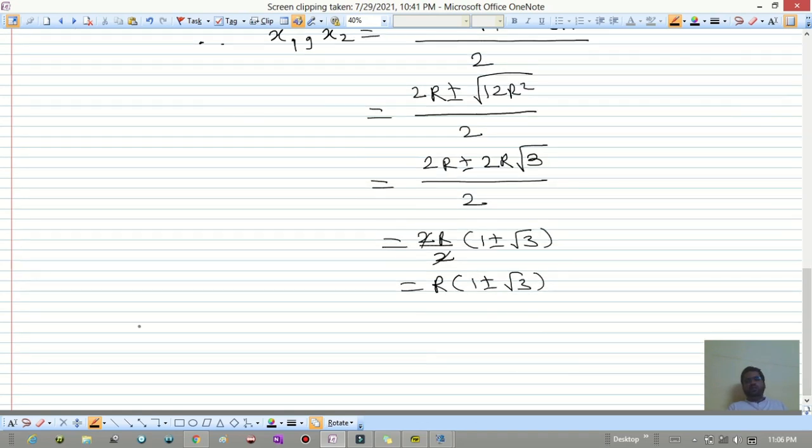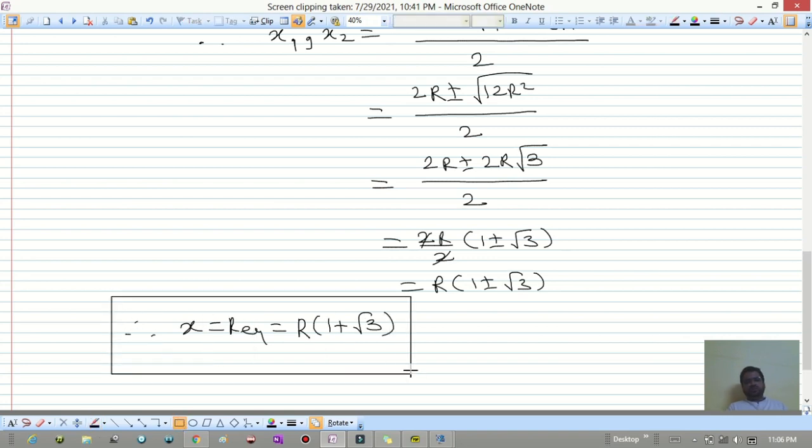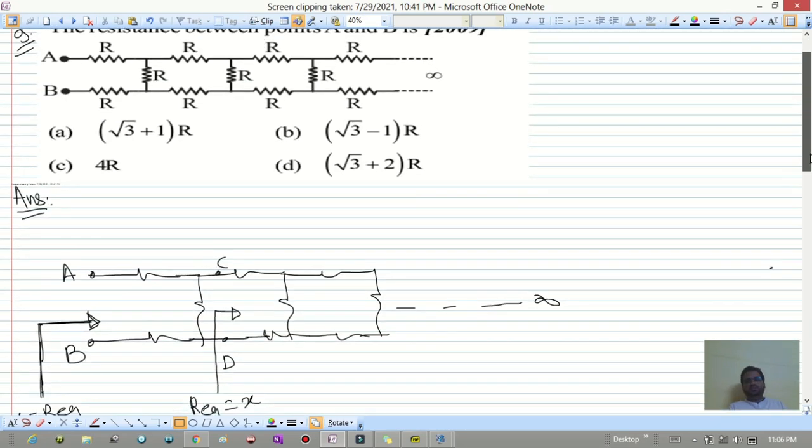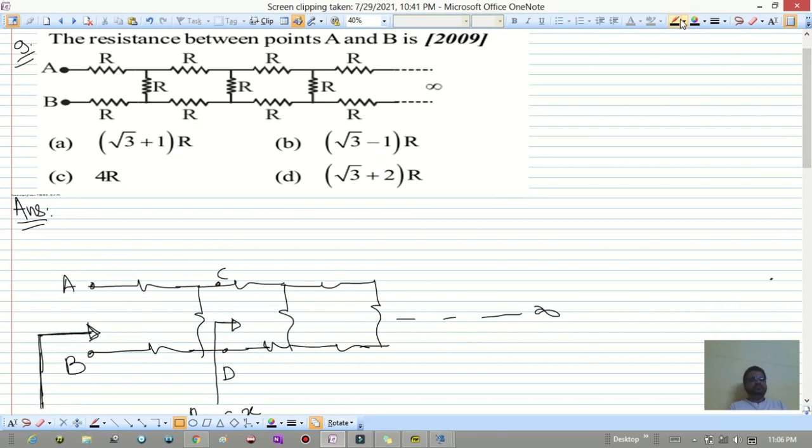Negative resistance is not possible, and that is the reason we have X, that is R equivalent, equal to R in bracket 1 plus root 3. So I hope this is clear. 1 plus root 3 into capital R. So the answer for this question is 1 plus root 3 into capital R. So option A is the correct option.